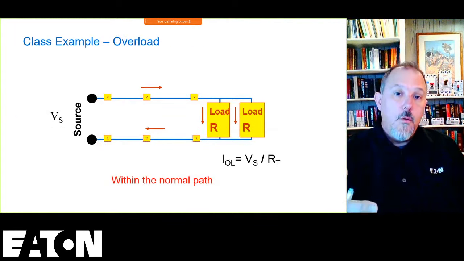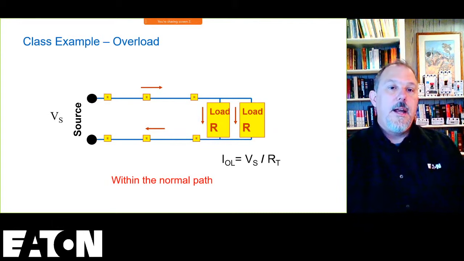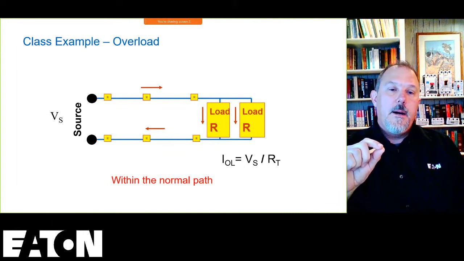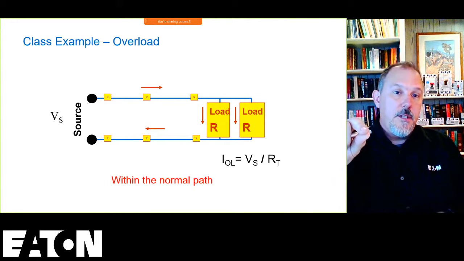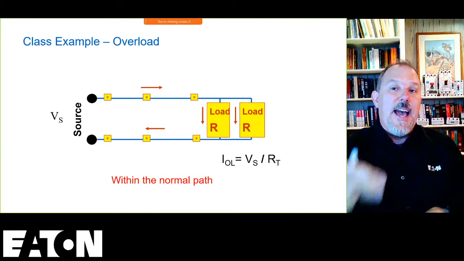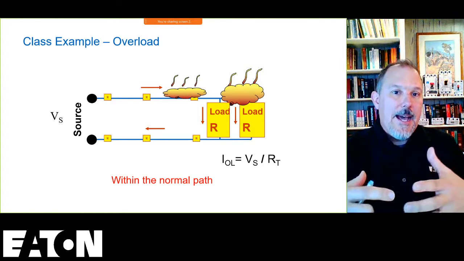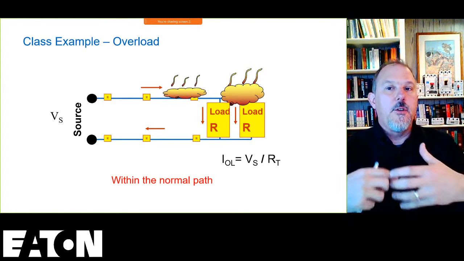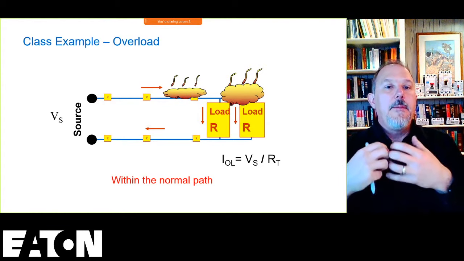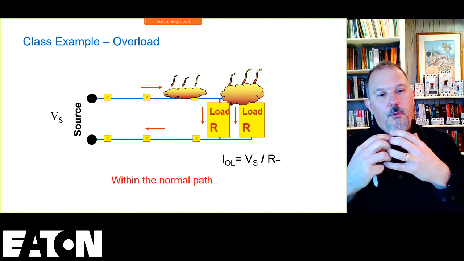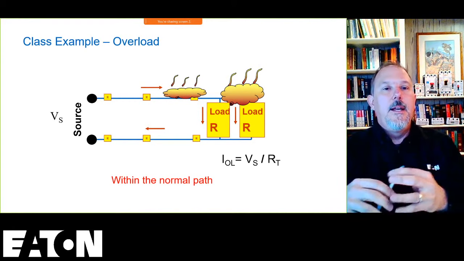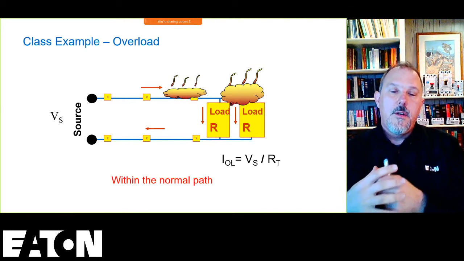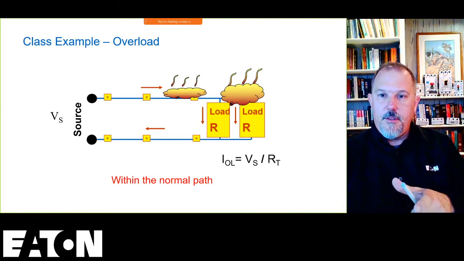If I'm in an overload condition, I'm going to see an increase of current in my conductors because I've added loads. And when I add loads, if I persist long enough, I'm going to heat those conductors. And I'm in an overload condition. You've got to recognize that an overload is when current stays in the normal path.